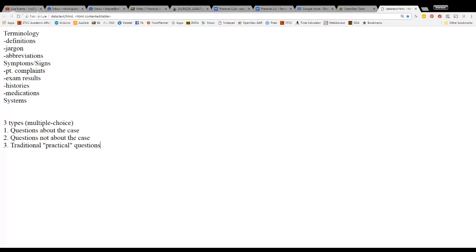Now, thinking about the 12 or so questions that you're going to have about a particular case, if you imagine that we're talking about 4 questions about the case, 4 questions not about the case, 4 questions that are more traditional practical questions, then you would expect that the majority of the questions on the multiple choice test are about the case. There will be a few that are not about the case. Probably in a dozen, 8 to 10 are directly about the case, and 4 to 2 are not about the case. Most of what you're going to be studying and preparing yourself for is based on those case studies.